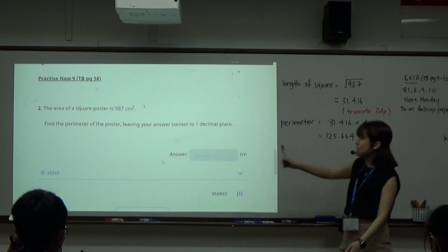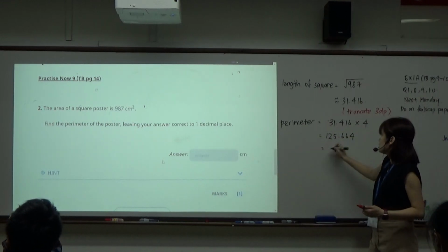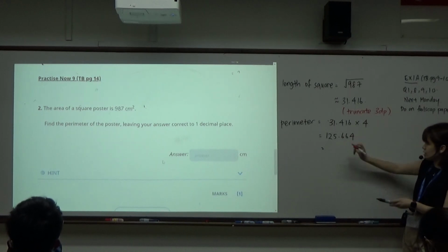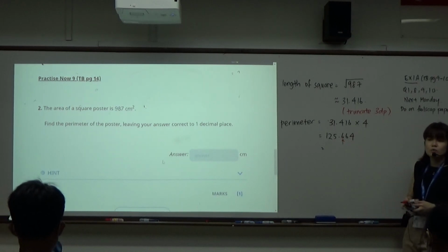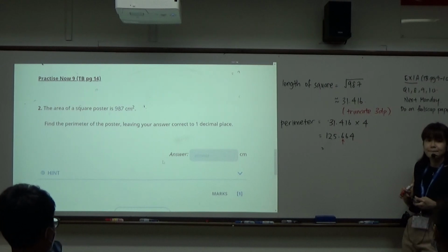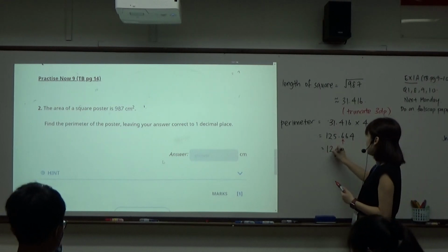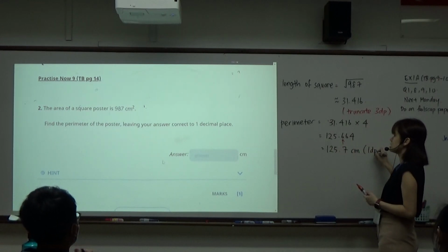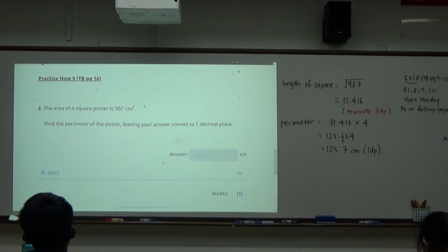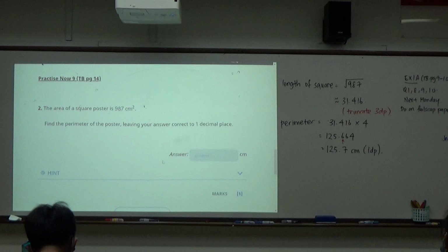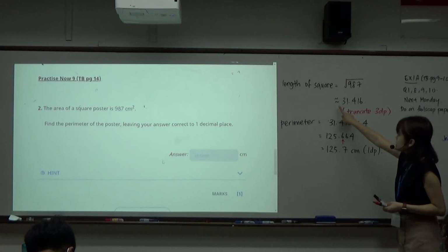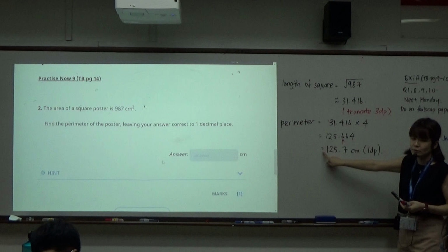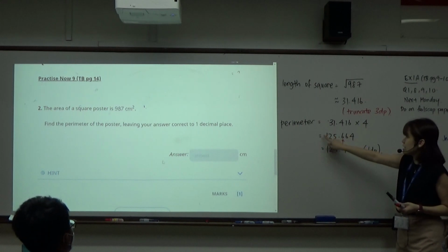The question wants it to be 1 decimal place. So 1 decimal place is over here, the first 6. We need to round down or up? Up. And that will give us 125.7 cm. So this is rounded to 1 decimal place. We put brackets 1 d.p. Do we have to write this sign? Yes. For this one, first 1 d.p., you can put the approximately equal sign. This one is exact, so the equal sign.